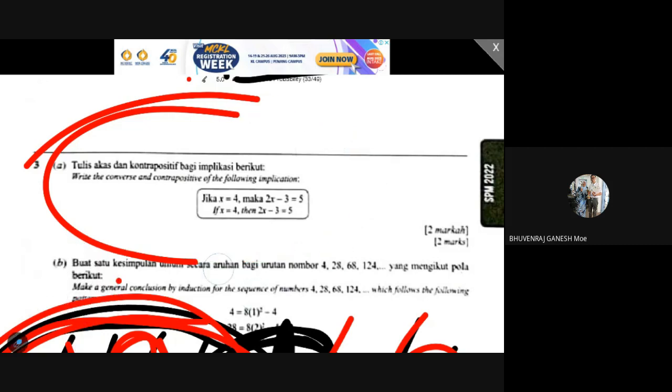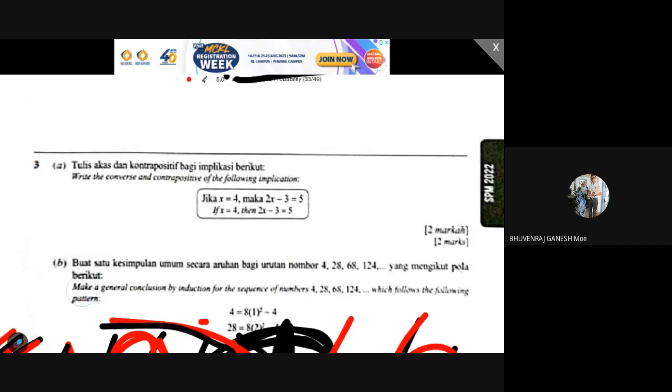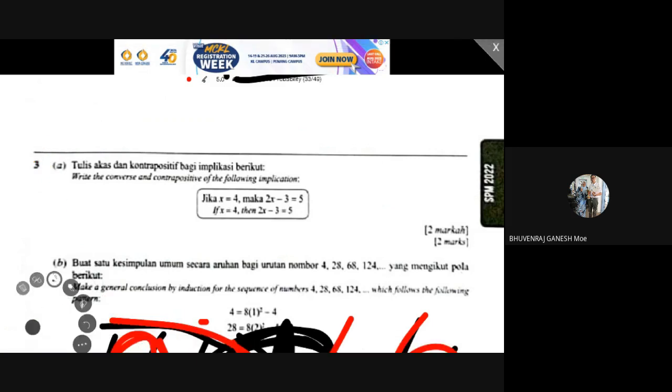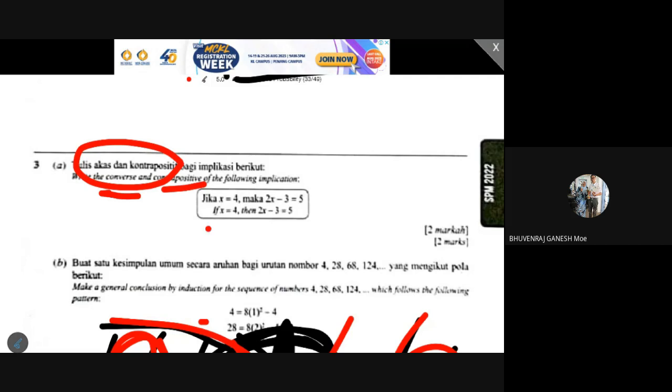Okay, so you see the question. Okay, the first question is quite typical. This kind of question is very common in this chapter. Okay, converse and contrapositive. You must write the converse and contrapositive of this statement.